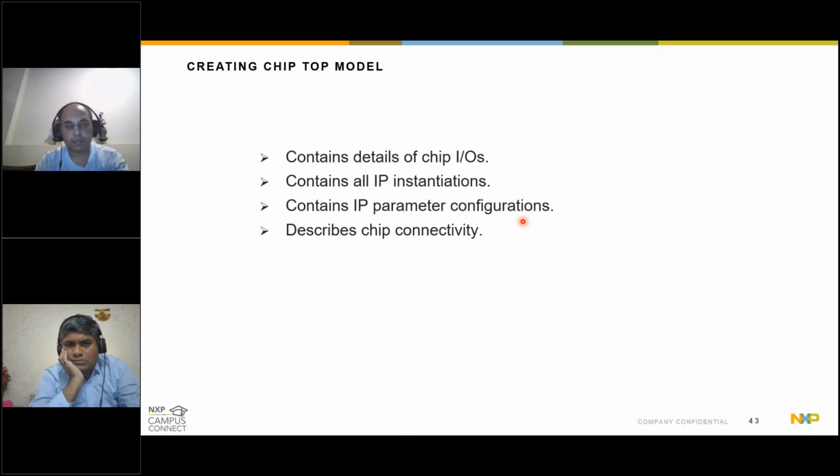And then, of course, it describes the chip connectivity, right? When you are doing the chip top RTL model, you will define the complete connectivity between the different IPs, IOs, clocking modules, interrupt modules, arbitration, safety features, and debug features. So your chip top connectivity will ultimately define the connectivity for all these pieces.